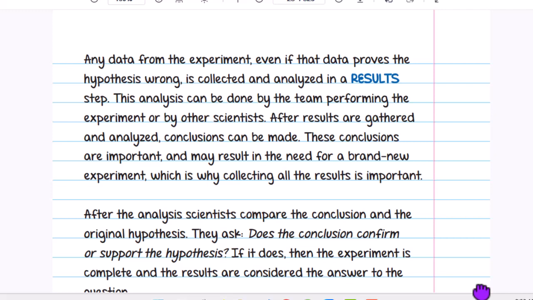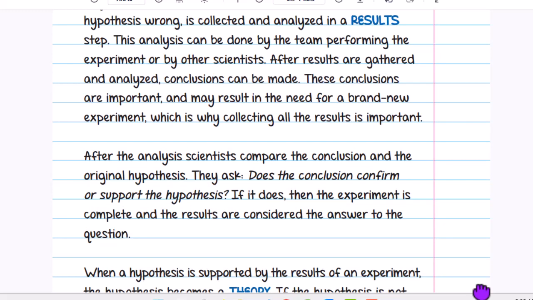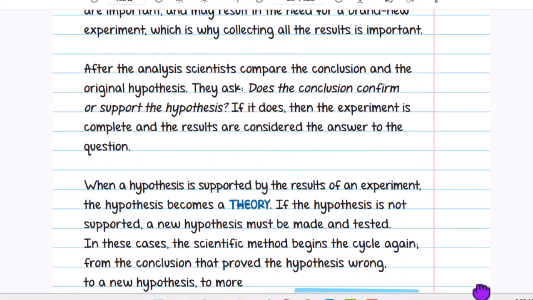After results are gathered and analyzed, conclusions can be made. These conclusions are important and may result in the need for a brand new experiment, which is why collecting all the results is important. After analysis, scientists compare the conclusion and the original hypothesis. We ask, does the conclusion confirm or support the hypothesis? If it does, then the experiment is complete and the results are considered the answer to the question.